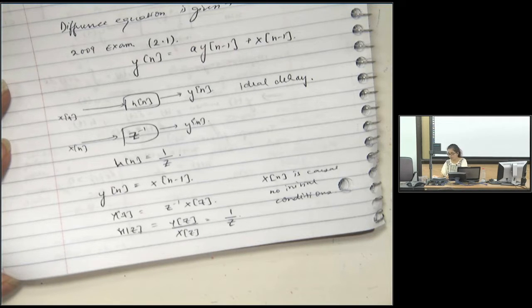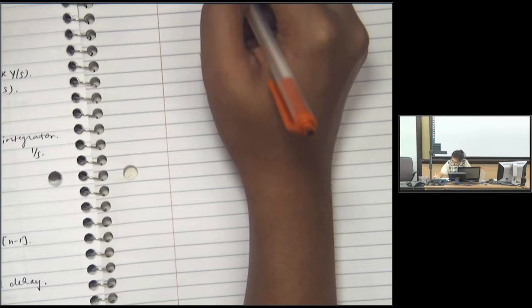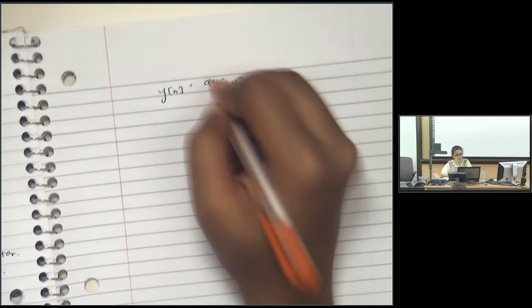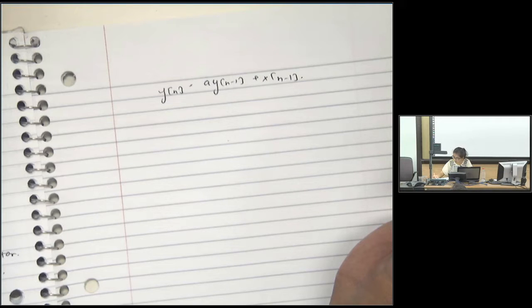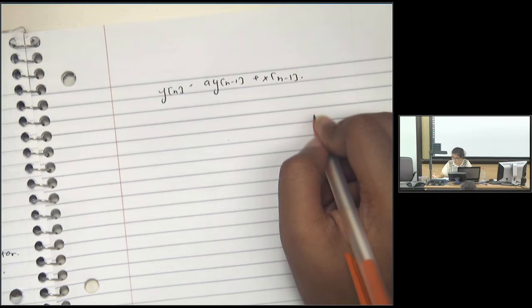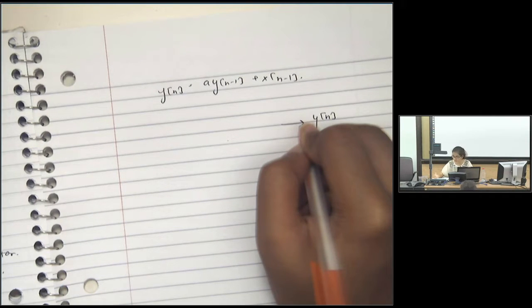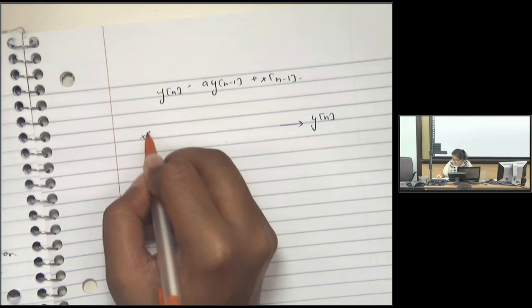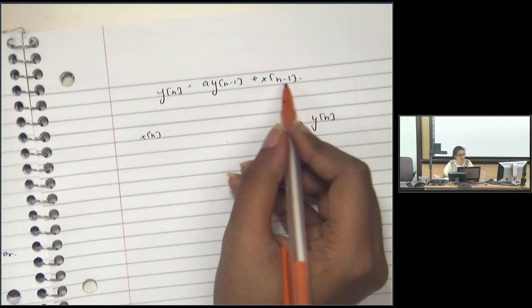Okay. So coming back to the original equation, let me write that again. So we have y of n is equal to a times y of n minus 1 plus x of n minus 1. All right, I need to represent this in block diagram form. So at one end, let's just write y of n. This is our final result, right? Now, what are we getting? We have an input x of n, but here we have x of n minus 1.